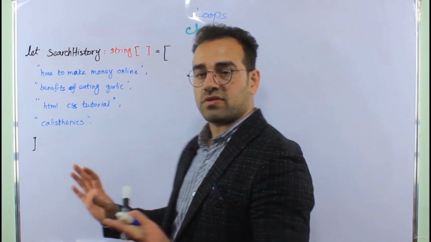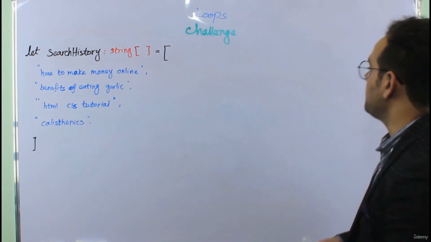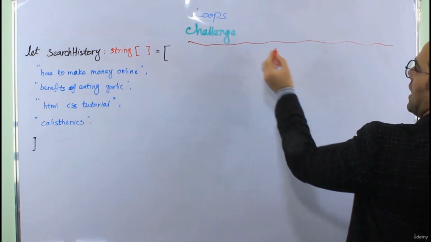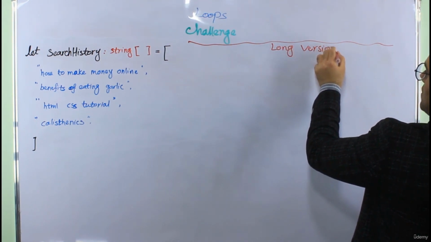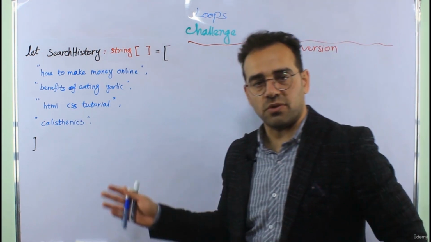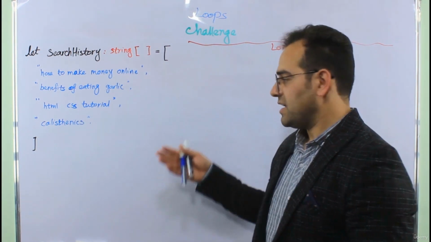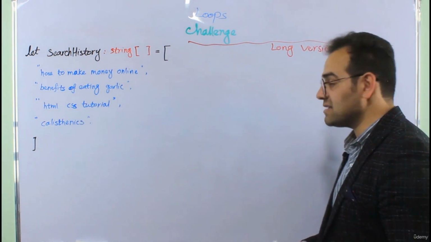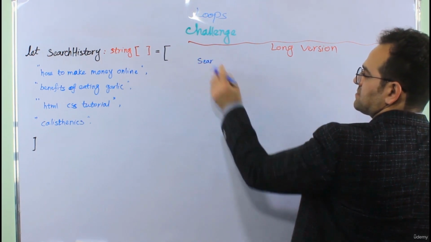For both the versions, first off, I'm going to say this is the long version. Awesome. Both ways are fine. If you want to do it both ways, it's fine, but I'm going to show you which way is easier to do and which way is better to do. So first off, we are going to grab our search history since that is our array.